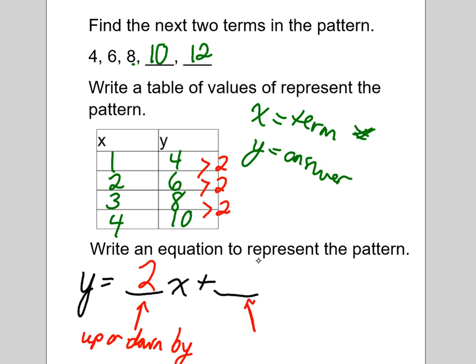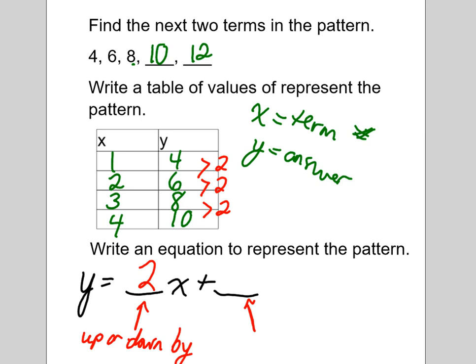This one is a lot harder to get. So what you want to do is start testing out the points in the table. So for example, what's 2 times 4? 2 times 4 is 8, but your pattern says 10. What's 2 times 3? 2 times 3 is 6, but your pattern says 8. What's 2 times 2? 2 times 2 is 4, but your pattern says 6. So how do we get that last number?